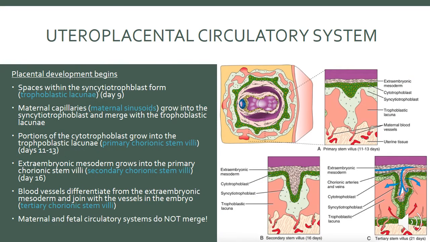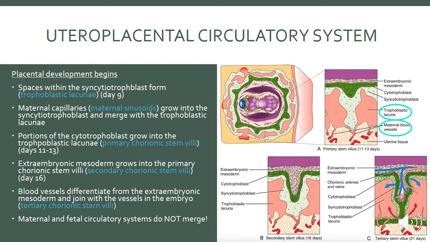So how does the placenta form? It starts with the syncytial trophoblast, and basically you start to get spaces that form between the syncytial trophoblast, and those are called the trophoblastic lacuna, or lacunae. Now, maternal capillaries, so blood vessels from the mother's system, grow into the syncytial trophoblast and they merge with these lacunae.